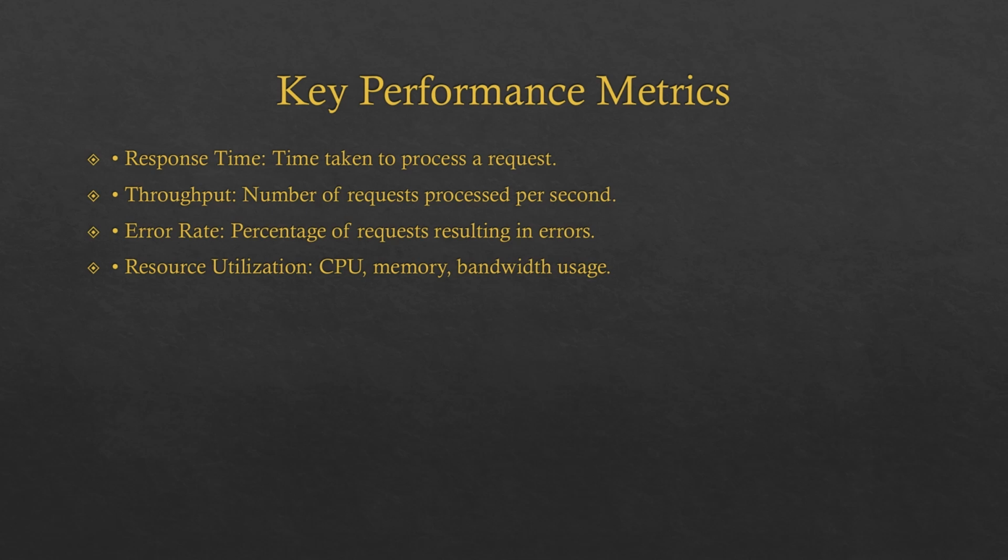There are several performance metrics we need to track, including response time, which measures how quickly requests are processed. Throughput indicates the number of requests handled per second, while error rate shows the percentage of requests that result in errors. Monitoring resource utilization such as CPU, memory, and bandwidth usage is also important to maintain system efficiency.